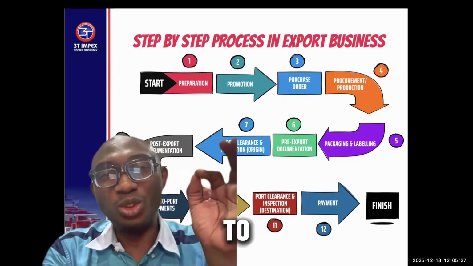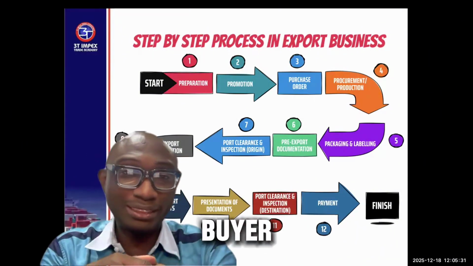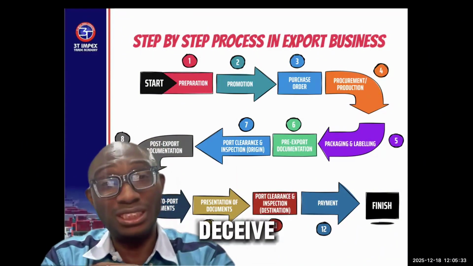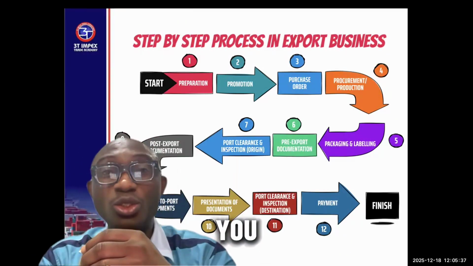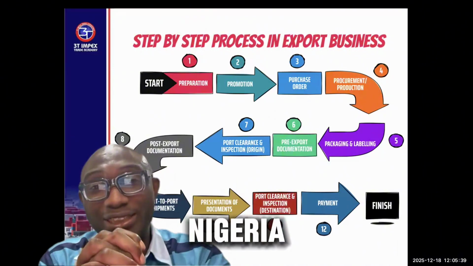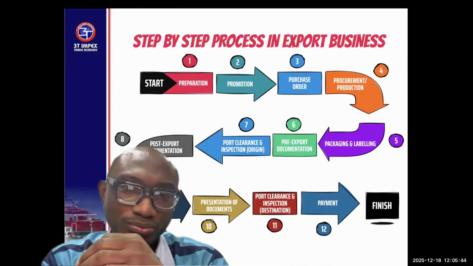When they build room and a parlor inside your container, what that means is that you are not going to load a full container. It's supposed to be 20 tons, and it gets to the destination, and the buyer says 17 tons. And you think the buyer is trying to deceive you or defraud you. You don't know that it's you that did not monitor very well in Nigeria and allowed people to ship what is incomplete to you.